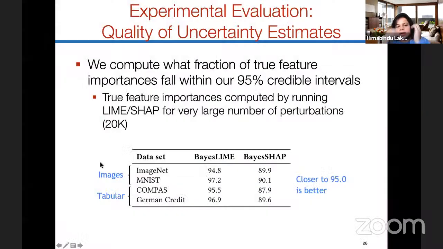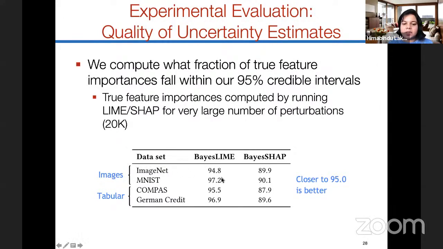Okay, all right. So we were talking about this first result where we were computing these true feature importances by running LIME and SHAP for a very large number of perturbations, and then seeing how well our estimates calibrate with those true feature importances. While we compute true feature importances this way, it is extremely hard to do so in practice. We just did it for a small scale experiment. I just want to put it out there.